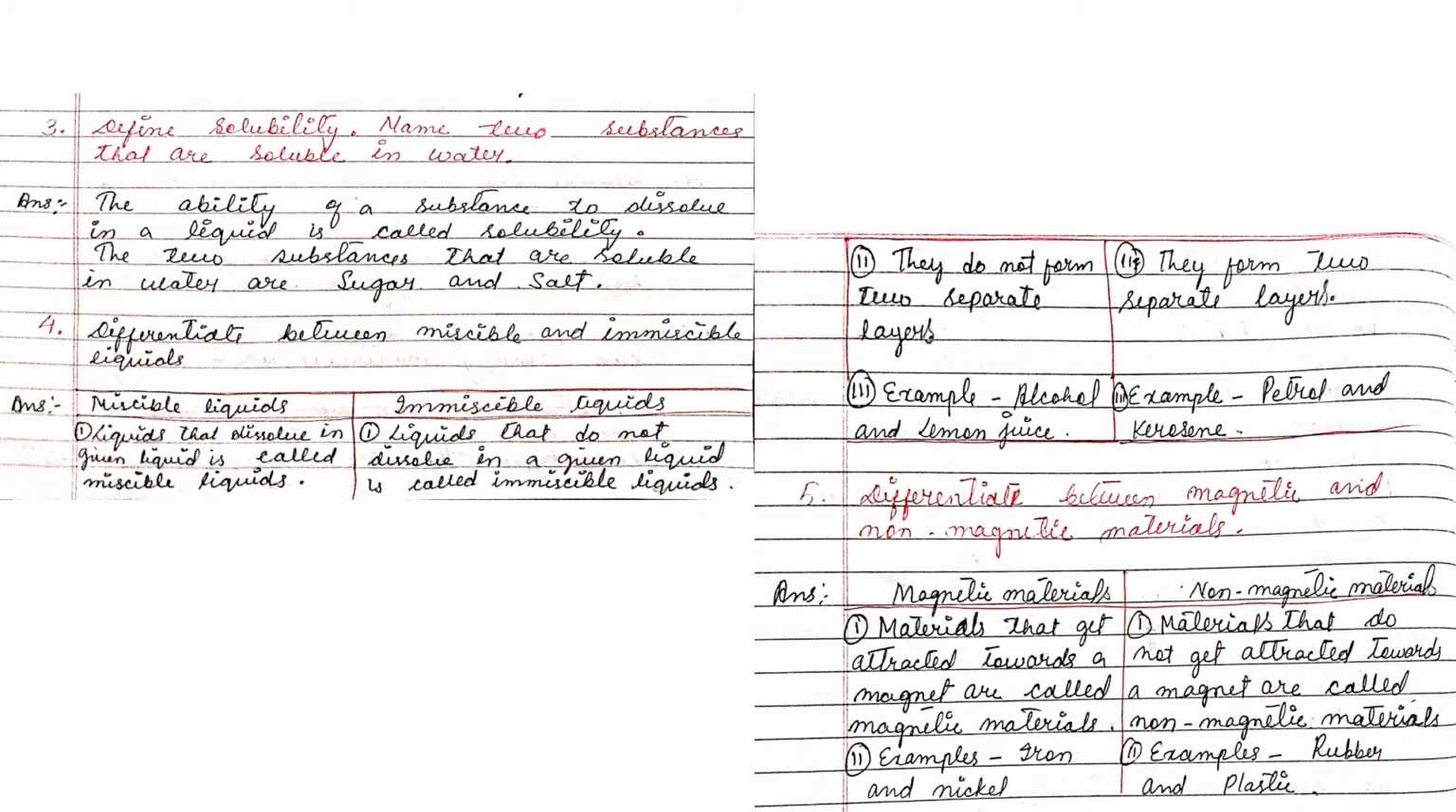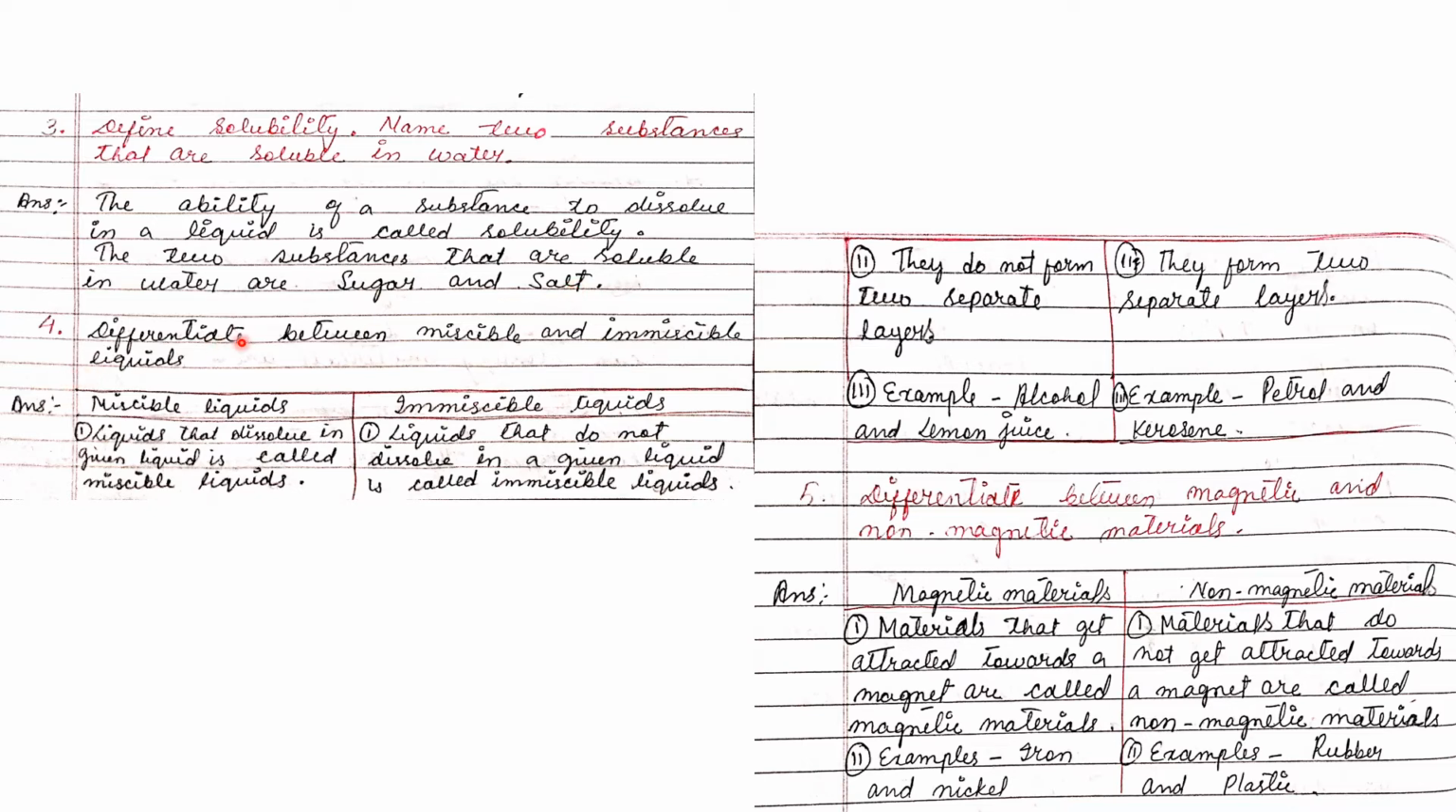So 1 and 2 of G we have seen already. Now we will see the third one. Define solubility. Name two substances that are soluble in water. So what is solubility? The ability of a substance to dissolve in a liquid is called solubility. And let's see what are the substances that dissolve in water. The two substances that are soluble in water are sugar and salt.